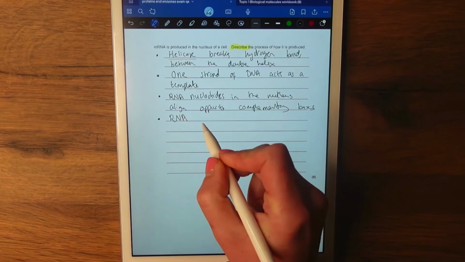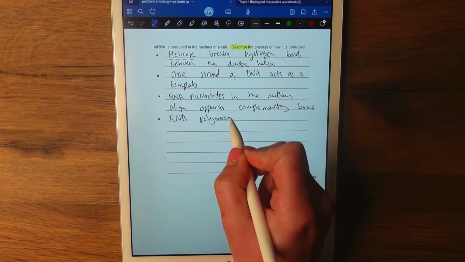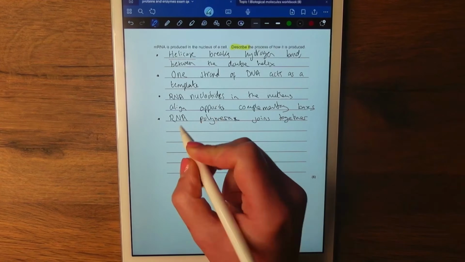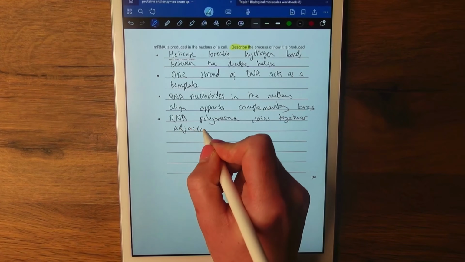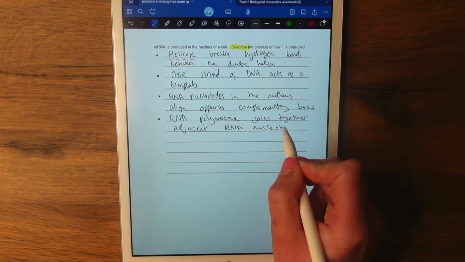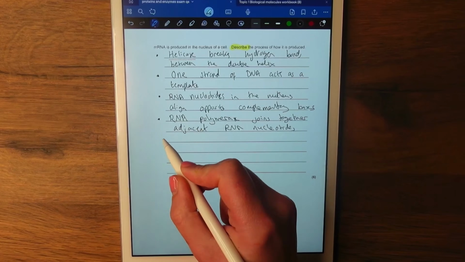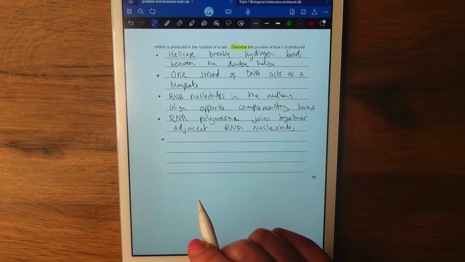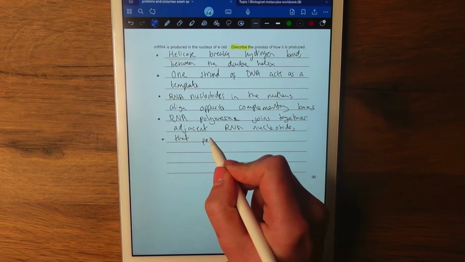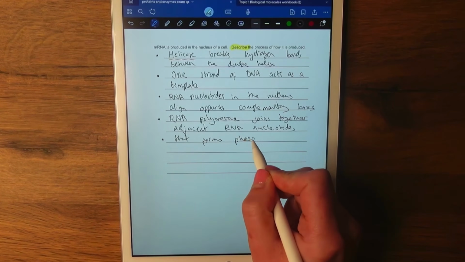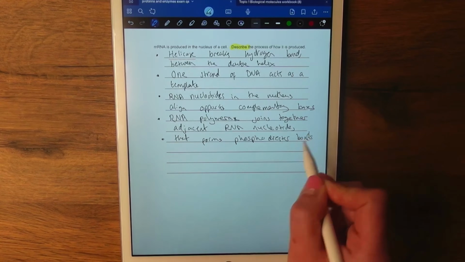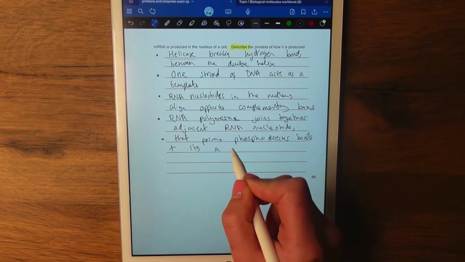So RNA polymerase joins together adjacent RNA nucleotides. I'm going to add in here that it forms phosphodiester bonds, and it's a condensation reaction.